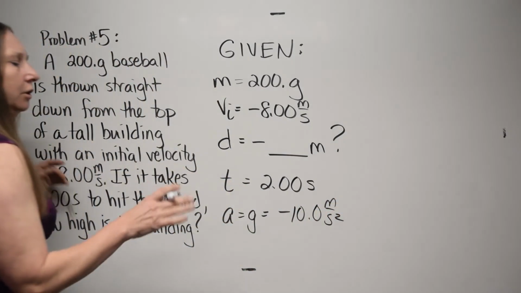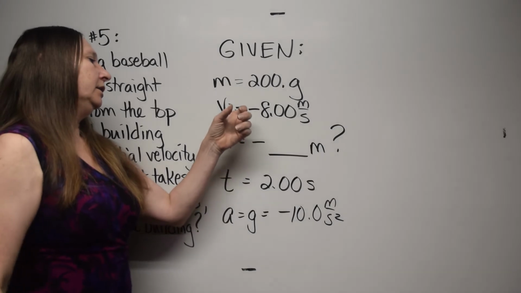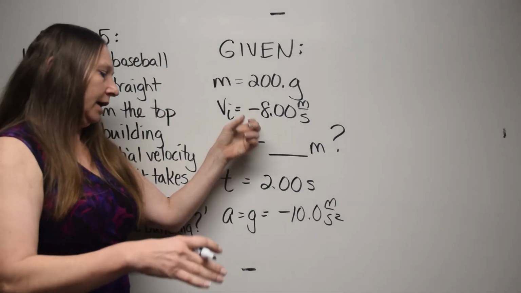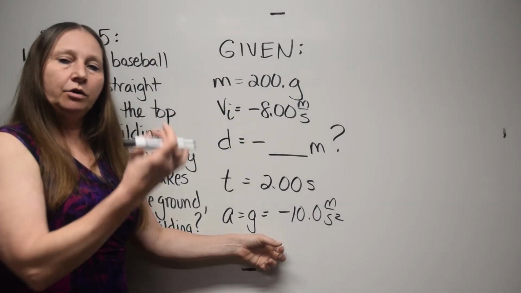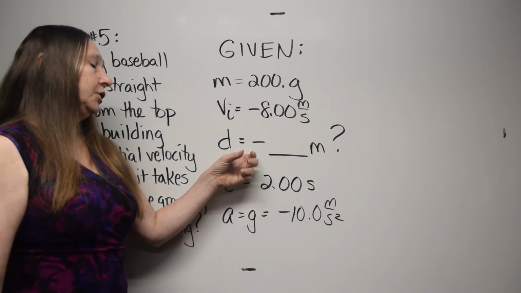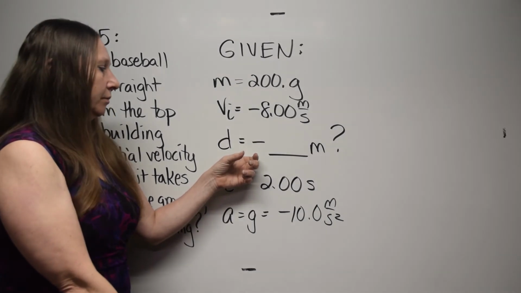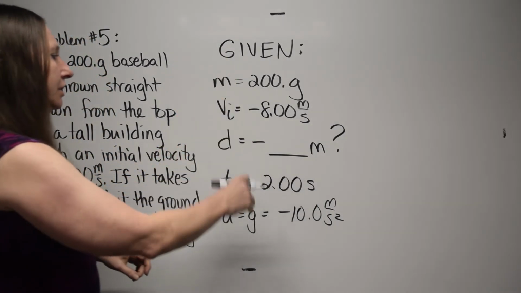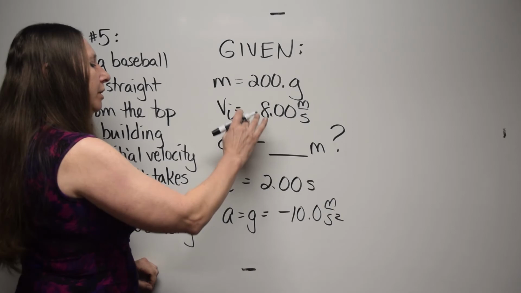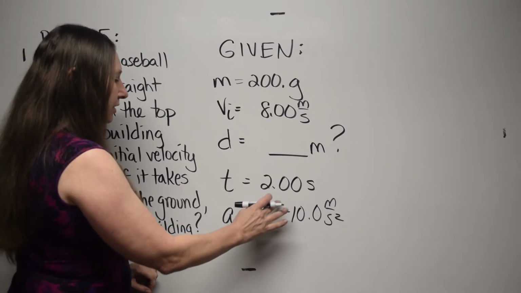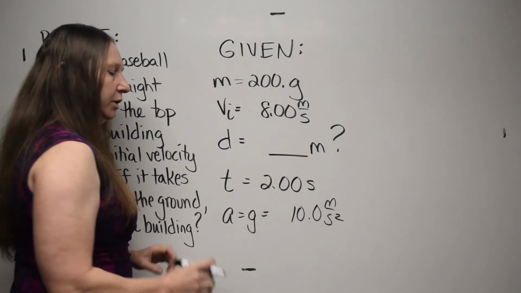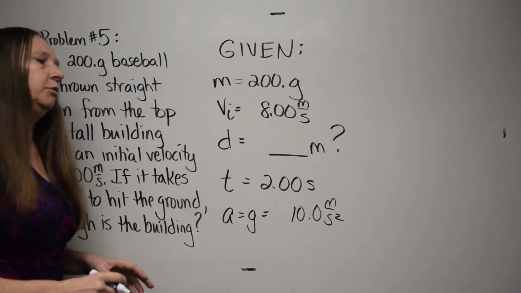What I want you to look at is that the initial velocity is negative, you're throwing it down. The acceleration is negative, the Earth is pulling it down. The displacement is negative. The ball is going from 0 up here, down. Since everything is negative, we don't have to worry about it. If everything is negative, then we don't have to put the negatives into the equation.